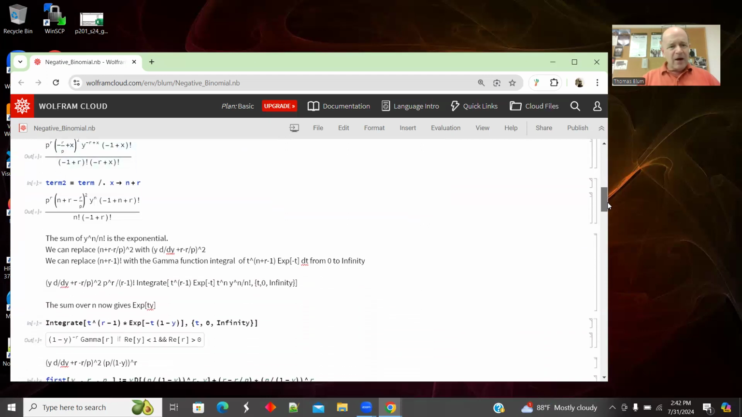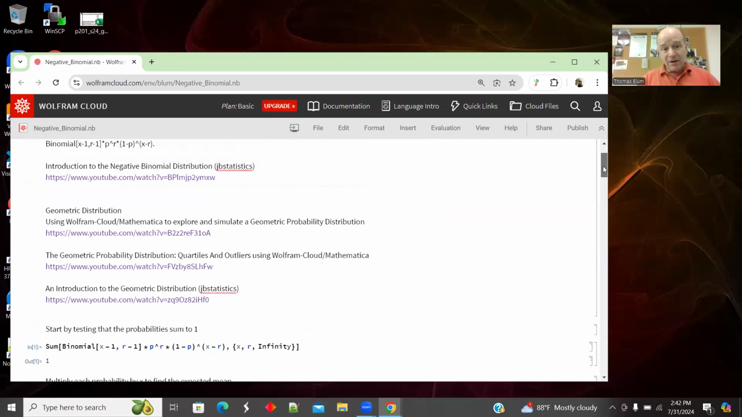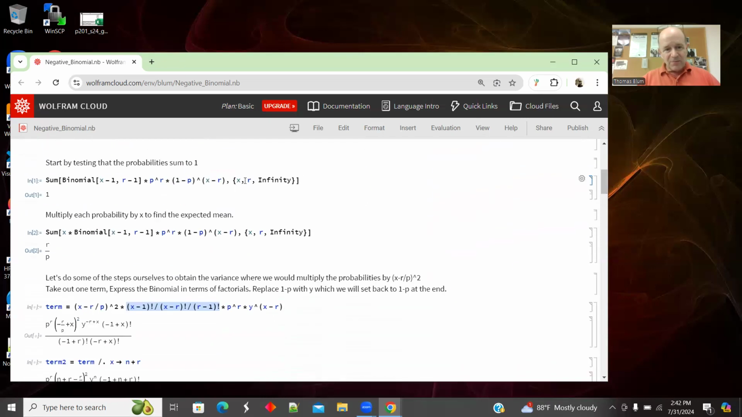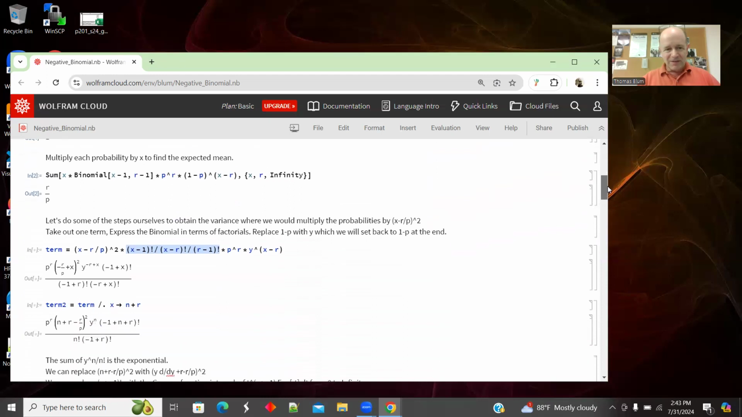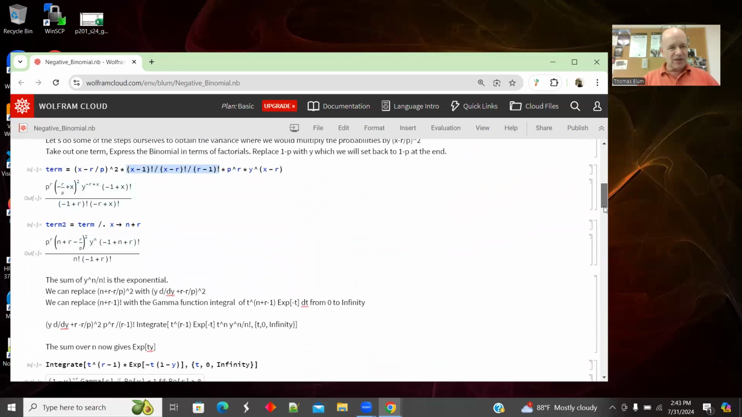I had a sum that started with r, and I want my sum to start with 0. So we're going to replace my x, which started at r, with a variable n plus r, so that when x was r, n was 0. I just asked Mathematica to substitute that in for me.